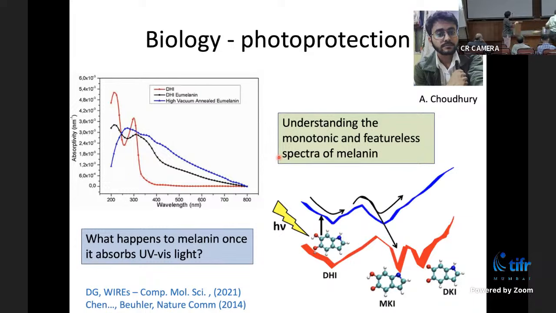You see, the red one is dihydroxyindole, which is the building block monomer of melanin. So there you see a normal molecule-like spectra, but once it becomes this aggregate form, that spectral feature washes out and it can absorb throughout all the wavelengths.